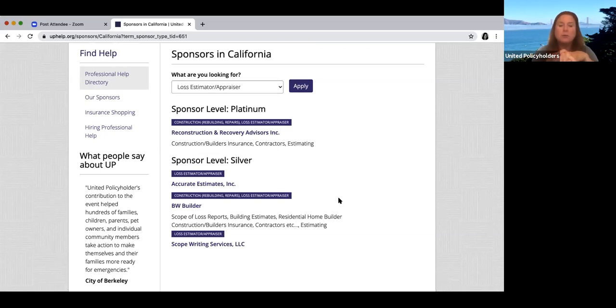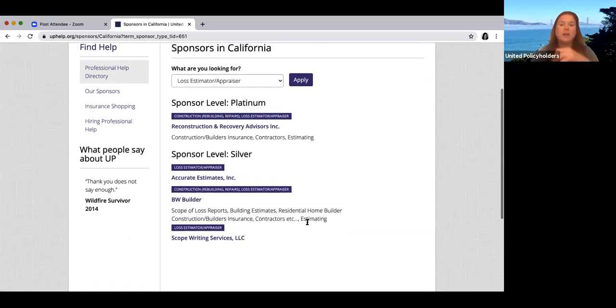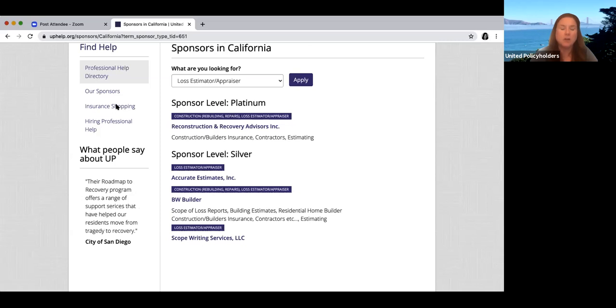So these people aren't going to rebuild your house. Actually, they can. Reconstruction Advisors, I think they're building a bunch of houses in Paradise. Accurate Estimates doesn't build, but BW Builder might be doing some rebuilding. But for the most part, they just provide these estimates. They're very good at getting them through the insurance company. Again, remind them they can't talk about coverage. They can only talk about your estimate.